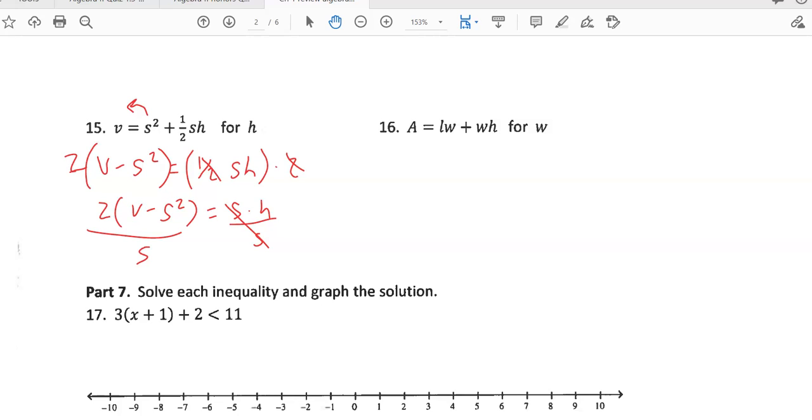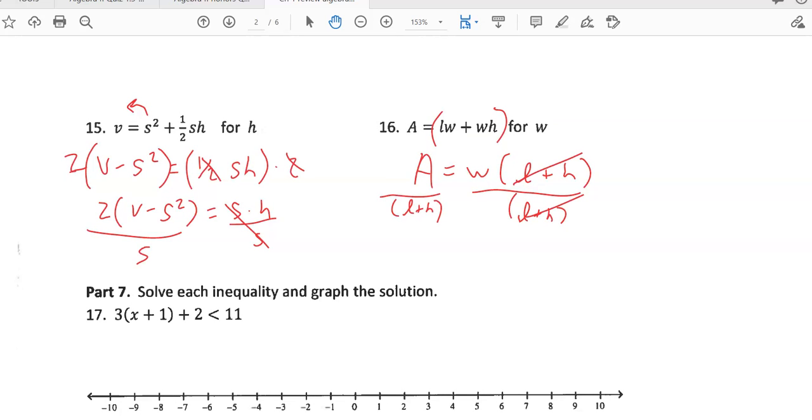So solve for w. This one's a little tougher. I think on the right here, you have to take out the GCF. I don't know if you see it, but it would be w. So w times L plus h. So then we could just divide by L plus h. Divide by L plus h. And you get that.